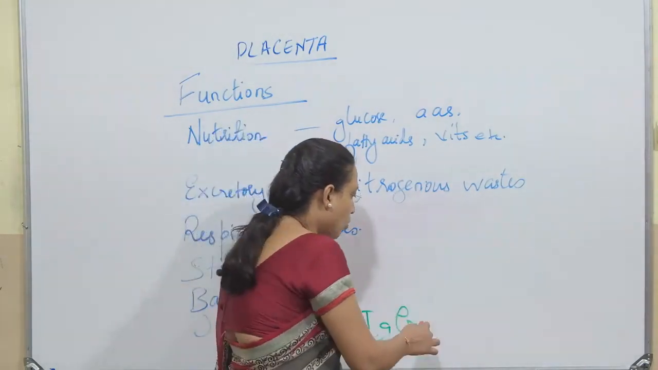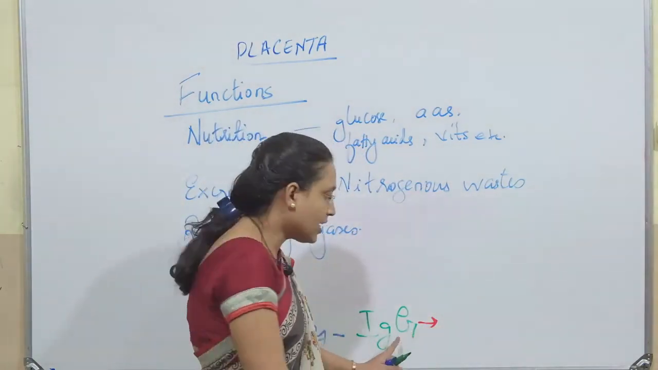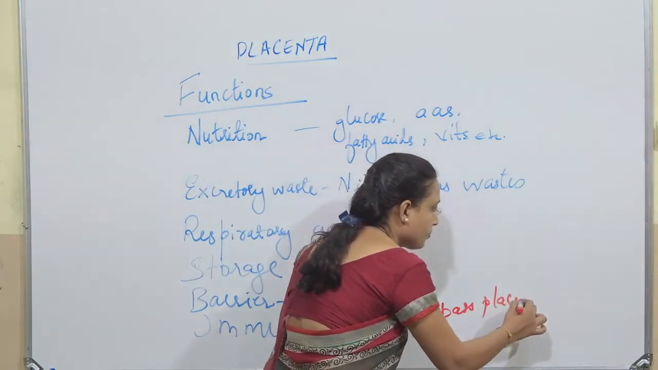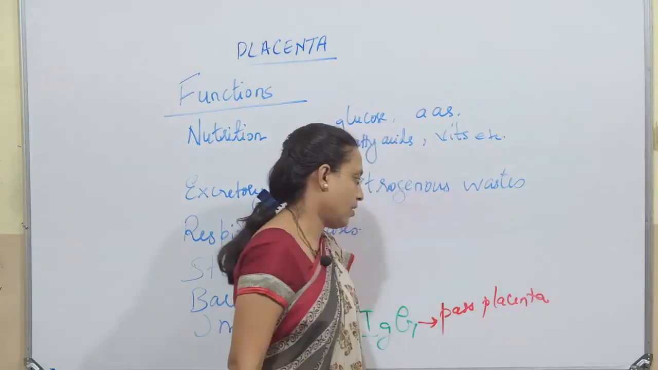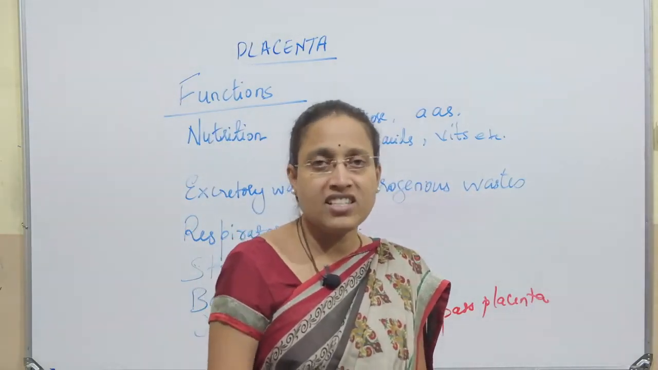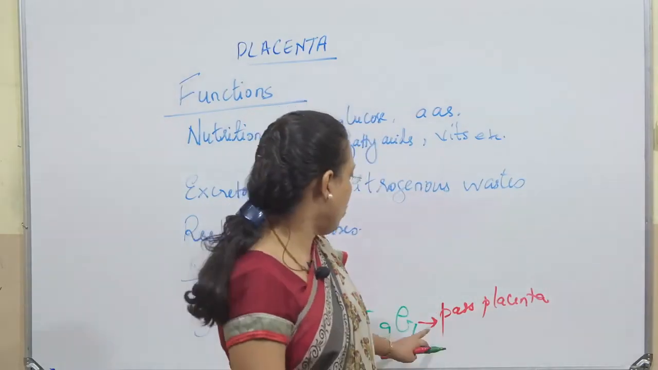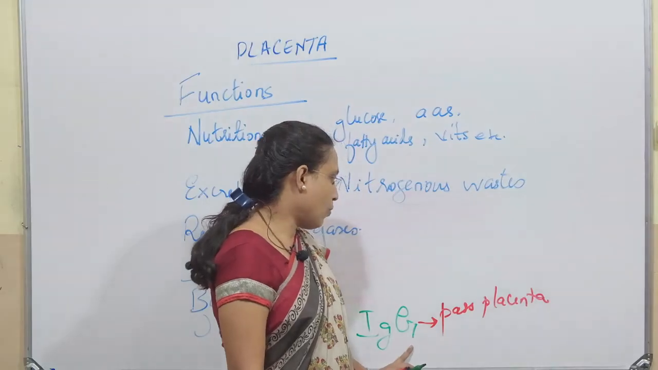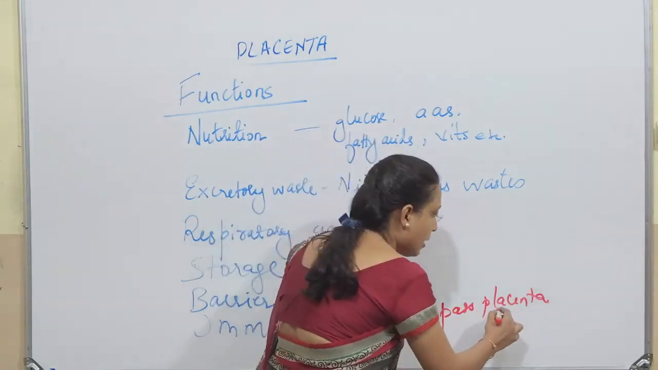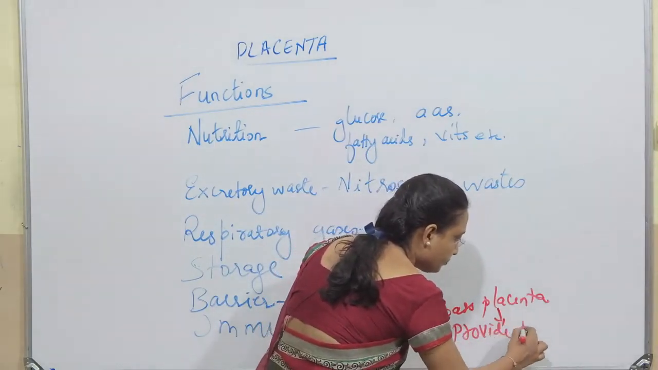Now this is the only antibody. Other antibodies are there like IgM, they cannot pass the placenta, but IgG can pass the placenta and provides immunity, that is disease resistance, to the fetus. So therefore, what we say is it provides passive immunity. It passes the placenta and then provides which immunity? Passive immunity.